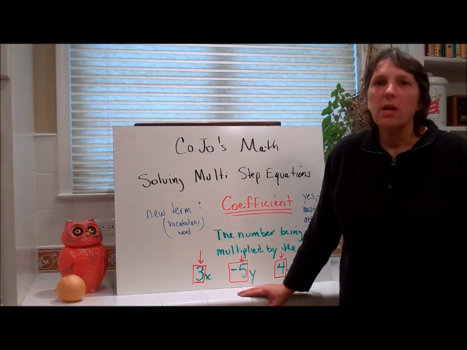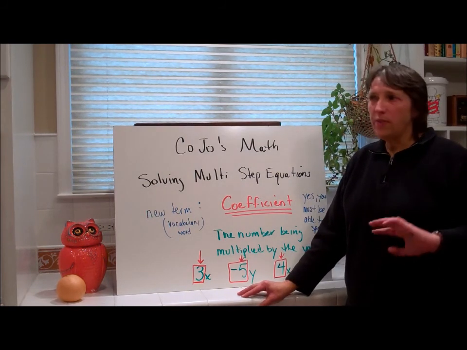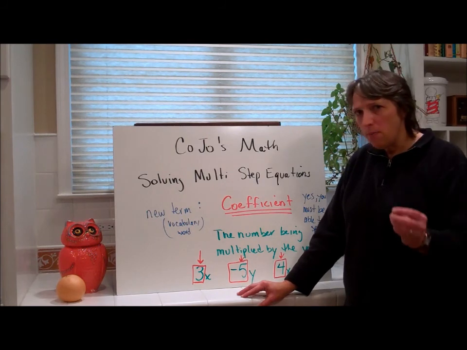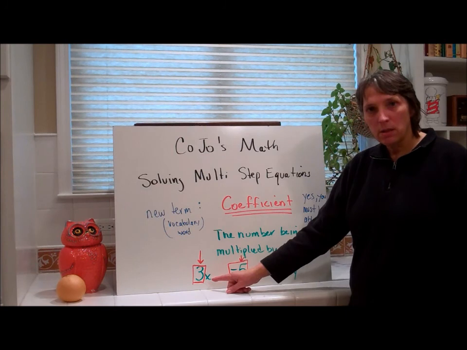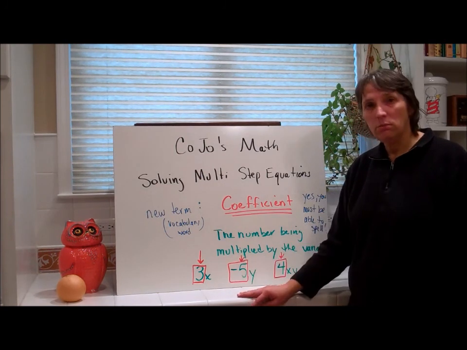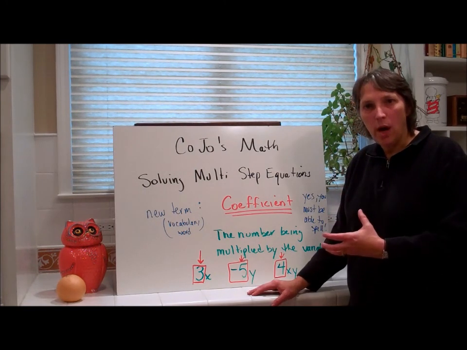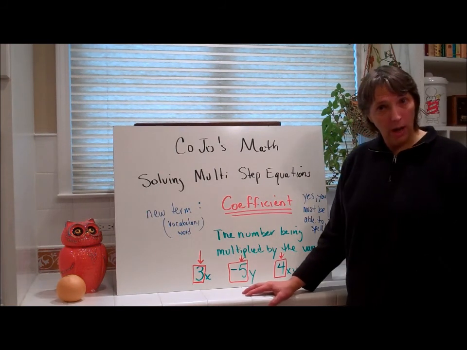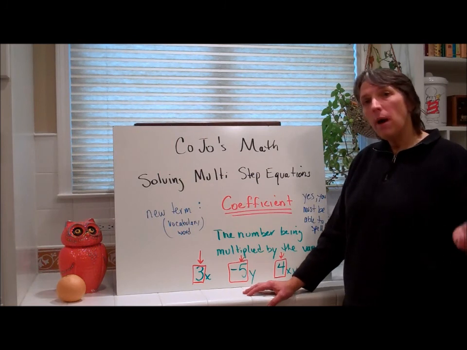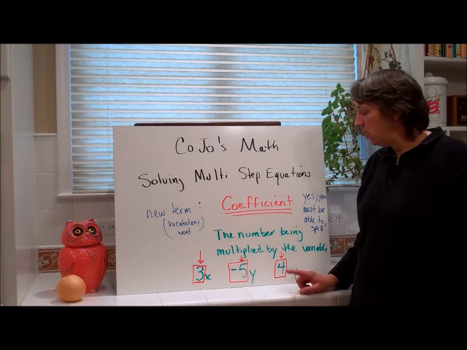The coefficient is the number that is being multiplied by the variable. It's not the number being added or subtracted, it's the number being multiplied by the variable. So if I have 3x, it means 3 times x, so the coefficient is 3. If I have negative 5y, I'm multiplying negative 5 times y, and the coefficient is negative 5. If I have 4xy, I'm multiplying 4 times x times y, and the coefficient is 4.